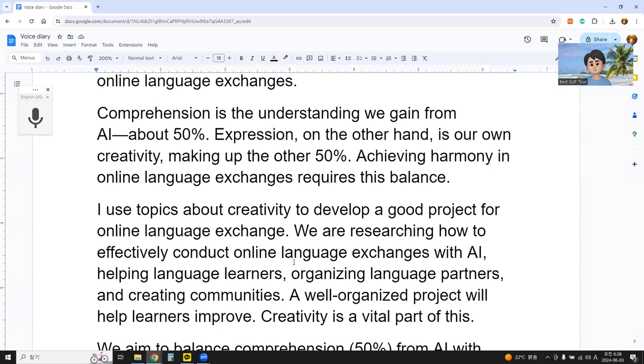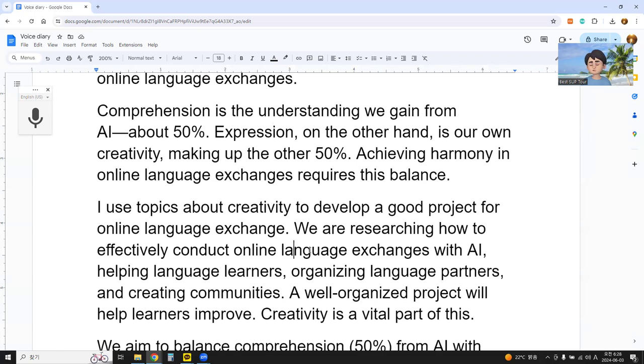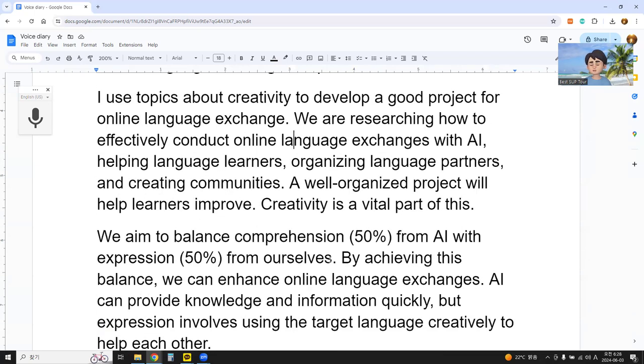We are researching how to effectively conduct online language exchange with AI, helping language learners, organizing language partners, and creating communities. A well-organized project will help learners improve. Creativity is a vital part of this. We aim to balance comprehension, 50% from AI, with expression, 50% from ourselves. By achieving this balance, we can enhance online language exchanges.